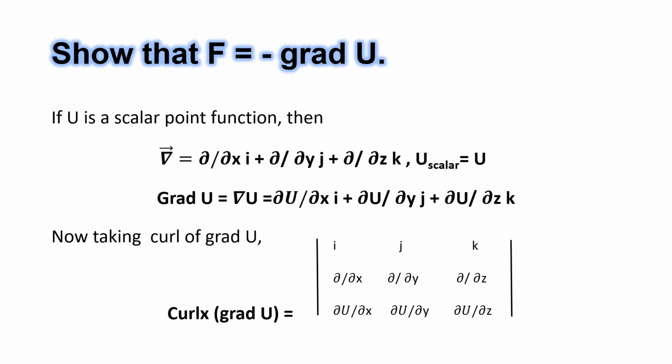Now taking the curl of grad u, we have written the value of grad u, and we have discussed taking the curl of a vector. We can write the curl of grad u in determinant form: i cap, j cap, k cap in the first row, below it partial over partial x, partial over partial y, and partial over partial z, and below that the value of grad u, that is partial u over partial x, partial u over partial y, and partial u over partial z.